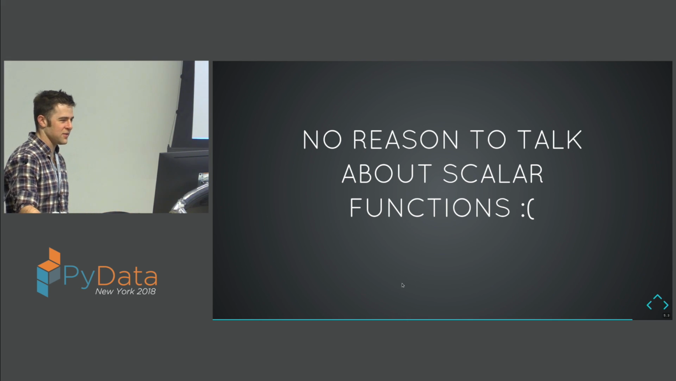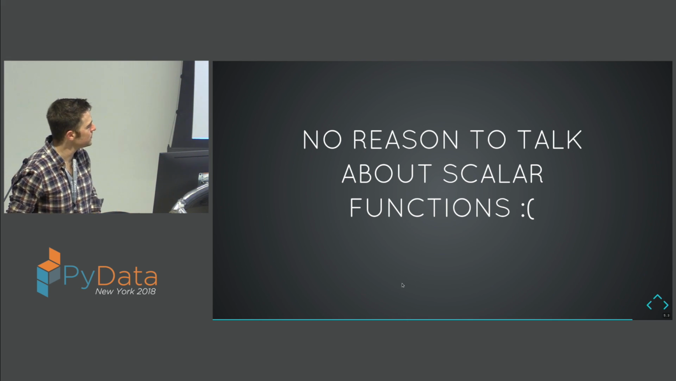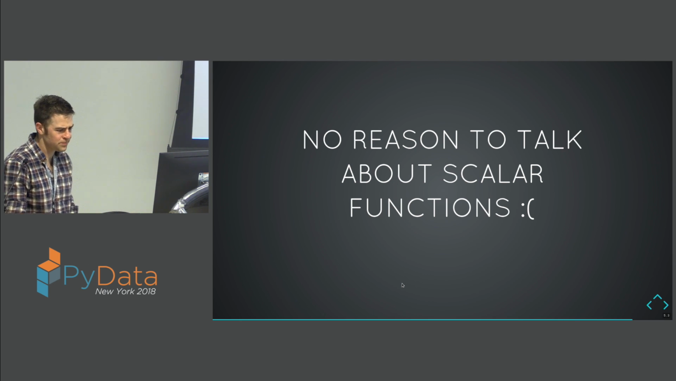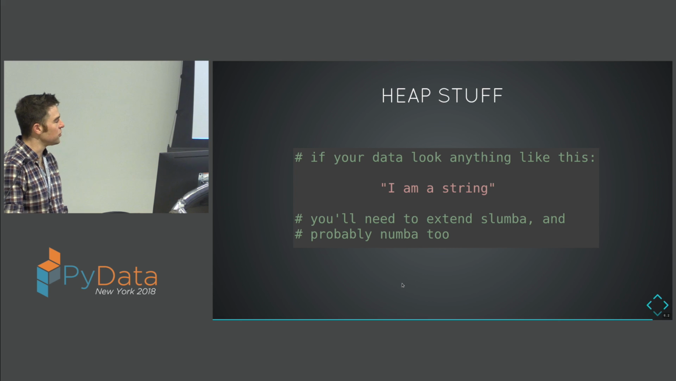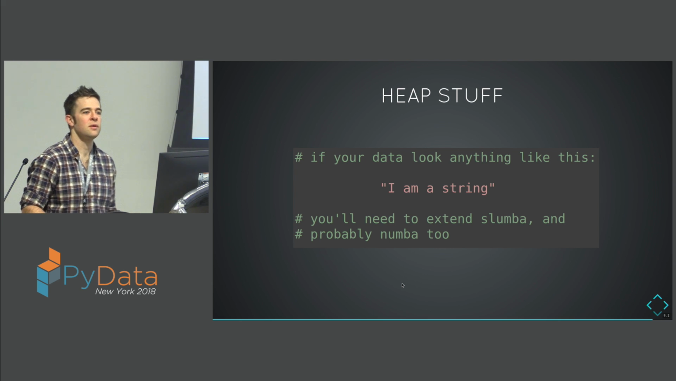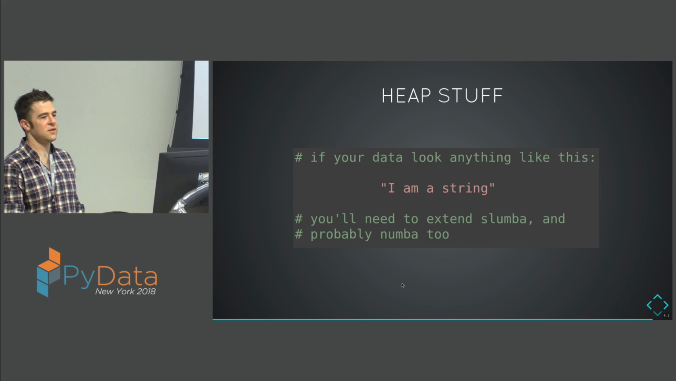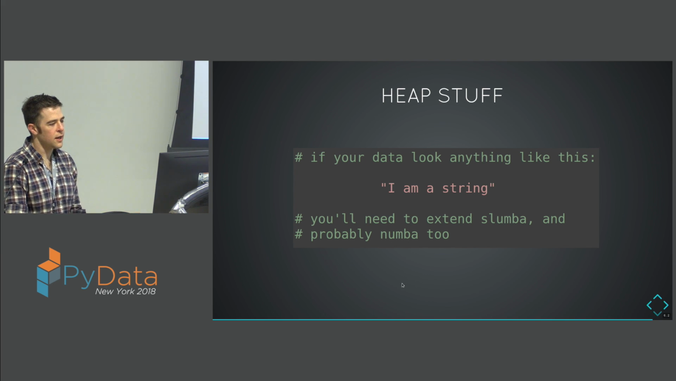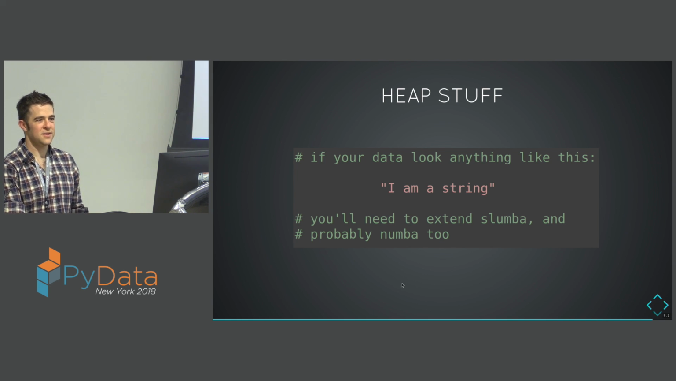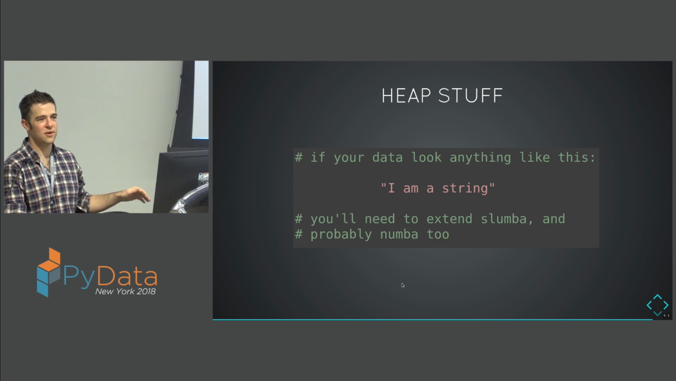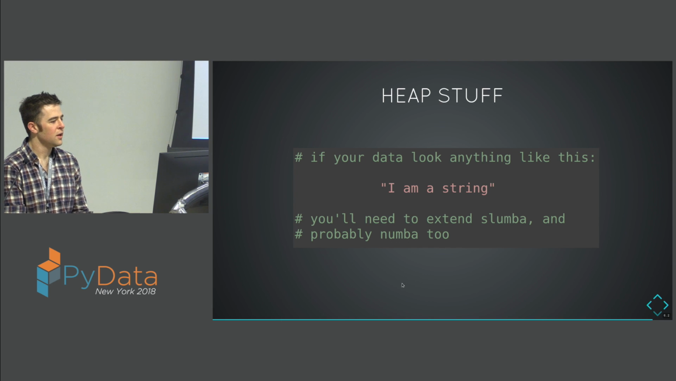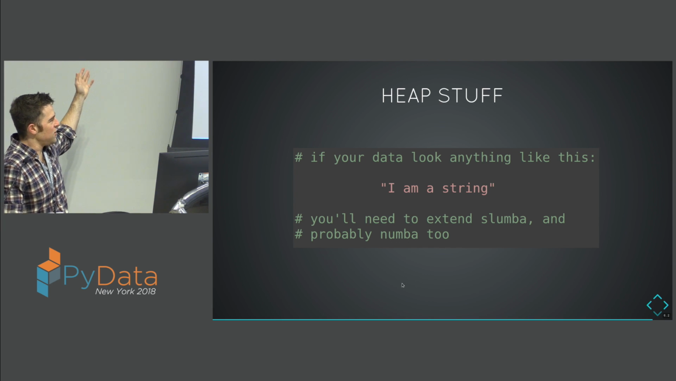There's basically no reason to talk about scalar functions for performance. They're kind of neck and neck with Python. What Slumba doesn't do is anything that involves the heap. What is a scalar function? Something that operates row-wise on a column, like if you want to add 1 or something like that. It's not much faster because the overhead is going to be much smaller. I think the dynamic typing combined with allocation and I/O is going to dominate your actual computation. So Slumba doesn't handle anything having to do with the heap.